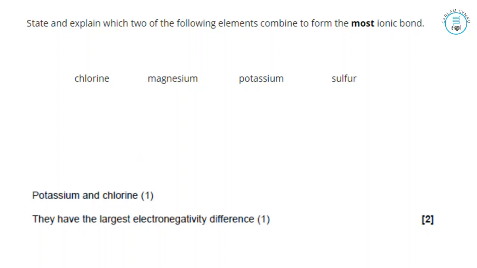And what we're looking for here is the biggest difference in electronegativity. So we'll look at a periodic table of electronegativity in a moment, but as you should know, electronegativity increases across the periods and also up the groups. So we've got potassium on the far left and the chlorine on the far right. So they've got the biggest difference of those two.